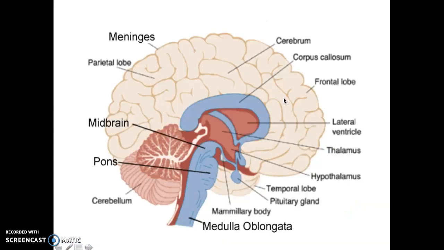Just another picture to see for labeling structures. I think this is the diagram I gave you in your guided notes, so now you have something that's labeled. Remember, this is the mid-sagittal cut. Always find your cerebellum and your frontal lobe so you can get a sense of what you are looking at.